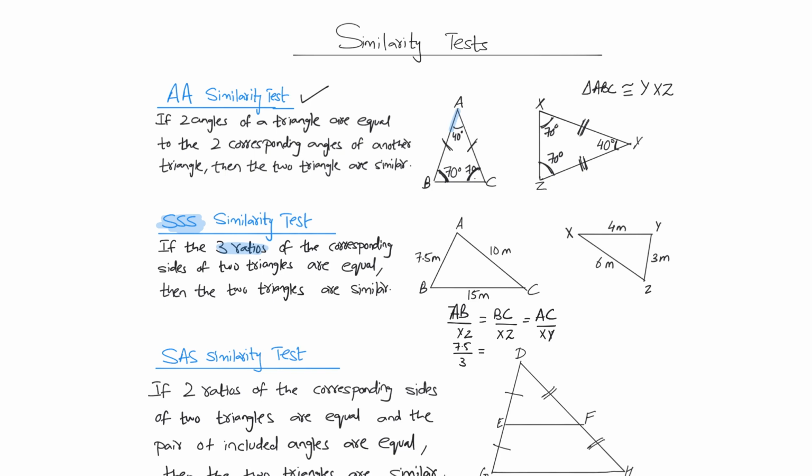Okay, so AB is 7.5, YZ is 3, BC is 15, XZ is 6, AC is 10, and XY is 4. So if you work this out, the ratio will come out to be the same, that is 5 upon 2. So if we know that all the three ratios of the sides are equal, then we say that the two triangles are similar as per the SSS Similarity Test.